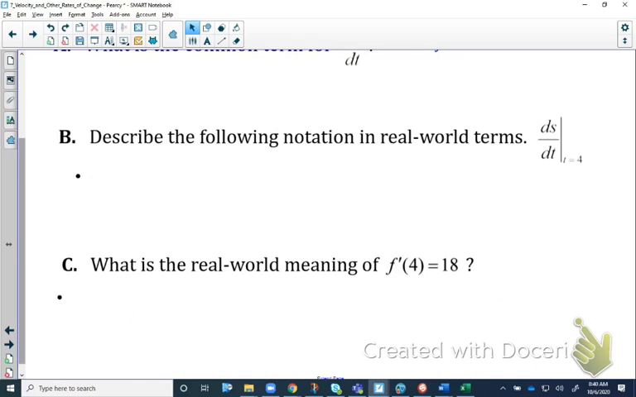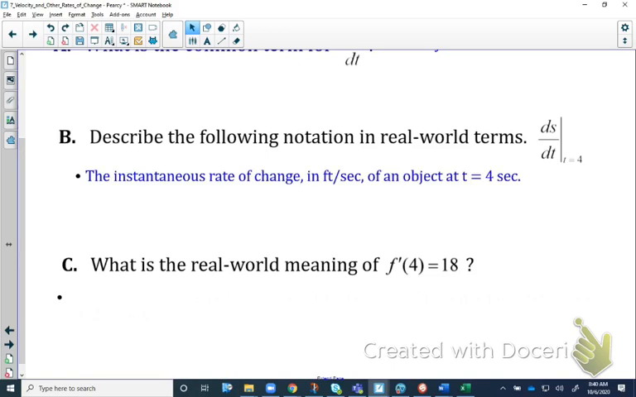Here, describe the following notation. So ds dt, in this case, we're going to be identifying the velocity of something in terms of feet per second at 4 seconds. This is the instantaneous rate of change. This is the velocity of something. The instantaneous rate of change would be the derivative of the position function in feet per second. Velocity is used synonymously with speed. Although speed and velocity are pretty similar to each other, velocity may be negative to indicate a direction that it is going to be traveling.